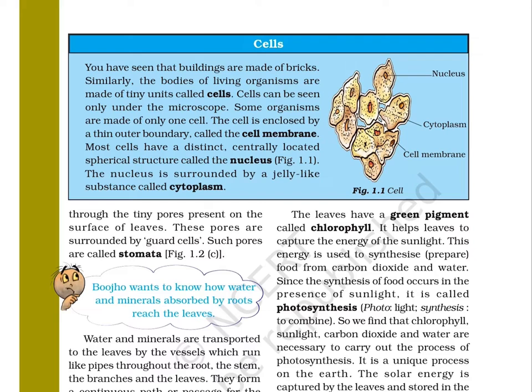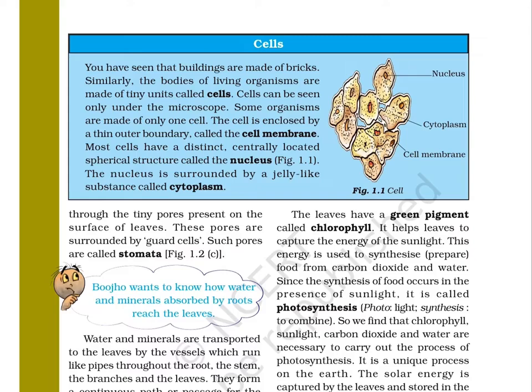Figure 1.1. Cell. In this figure, multiple cells are joined together. Within each cell is a small circle. This circle represents nucleus. Around the nucleus are tiny dots. These tiny dots represent cytoplasm. Each cell has a boundary of its own. This boundary is cell membrane.